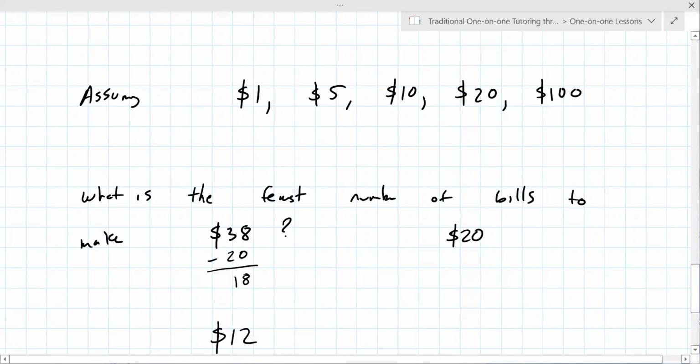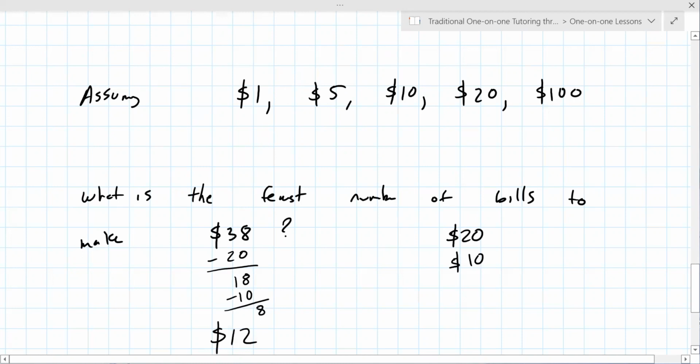18. What's the largest bill that goes into 18? The largest bill that goes into the 18. I'm trying to think here, Mr. Matthew. I'm just looking for the number that's smaller than 18. The biggest number that's smaller than 18. And it's 10. Yeah. So you subtract 10 from 18, that's 8.